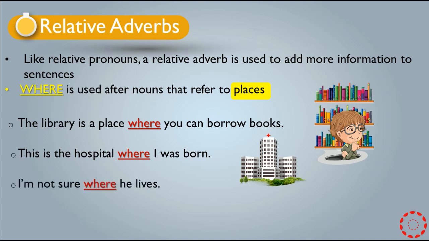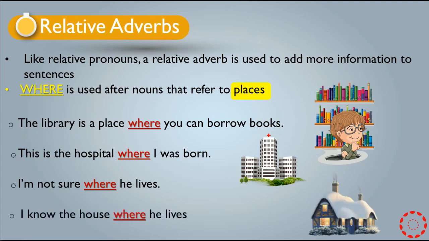I am not sure where he lives. In the sentence, I am talking about where he lives. Because the sentence refers to some address, for example, a house or somewhere, that's why I used where instead of who. I know the house where he lives. Again, here we have the house. That's why I used where instead of who.